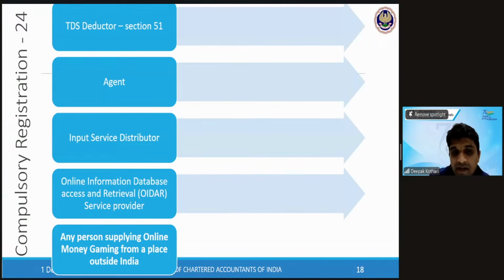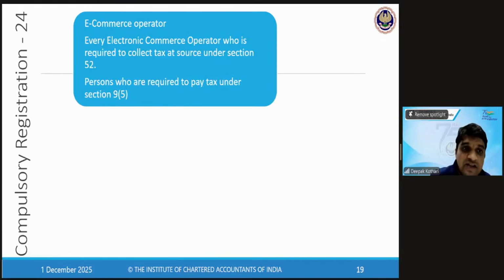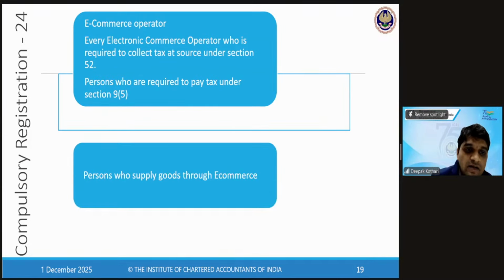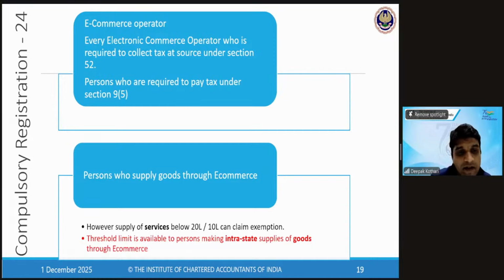Clear on this concept of compulsory registration? Then another compulsory registration is e-commerce operator and a person who supplies goods through an e-commerce operator. However, the limit of 20 lakhs and 10 lakhs can be claimed, but only by such person who is making intrastate supply of goods through e-commerce. If you're making interstate supply of goods through e-commerce, then the limit will not apply. You have to compulsorily take registration. But if you're doing any intrastate supply through e-commerce, then you can stop registration till you touch the threshold limit.